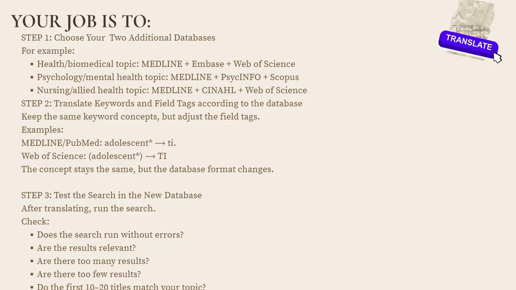And after translating, you would run your new search in your new database. You should always consider asking questions such as: if I run into an error, I have to fix it; are my results relevant; are there too many or too few results? And the way that I would usually verify the reproducibility of the search that I put out in my two other databases is to check over the first 10 to 20 articles to see if they match the research question that I have, or if they are related to my topic at all.